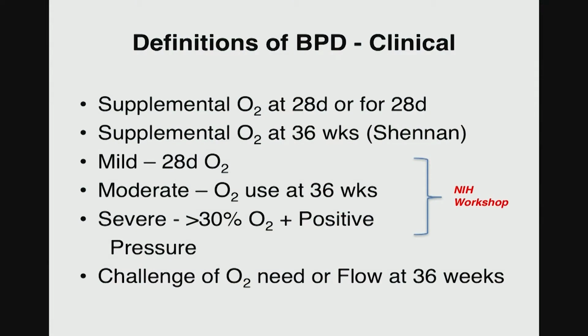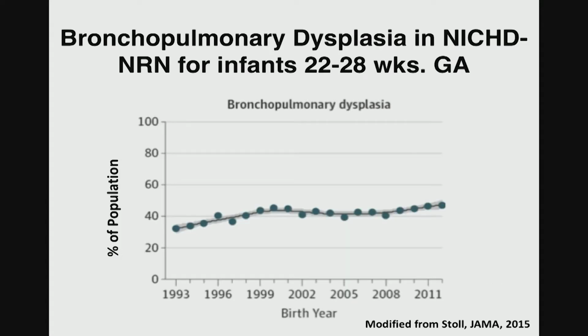So we've gone over the last 50 years through a series of definitions which basically emphasize either oxygen use or the combination of oxygen and positive pressure at various times after the birth of the infant because our babies are getting smaller and more immature. And finally, with a challenge of oxygen to identify true oxygen need. So it turns out these definitions are relatively inadequate, and I'm going to talk about that.